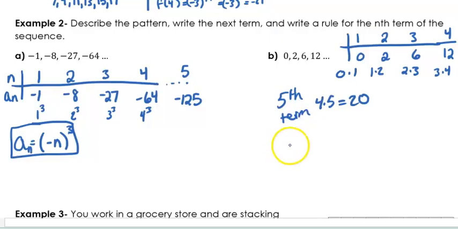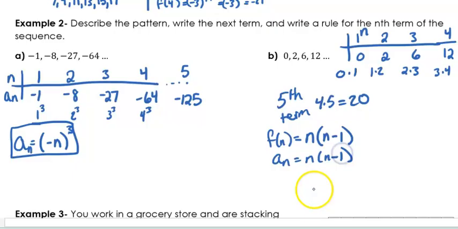Now, explaining how this is happening is a little bit harder. Remember that this is n. Each time I'm taking n times the number before it. So how I write that is I have n, and then the number before n is n minus 1. That would be my rule. And I could write it like f of n or a sub n, it doesn't matter. Both of these are the same thing. And you could distribute the n and get n squared minus n.